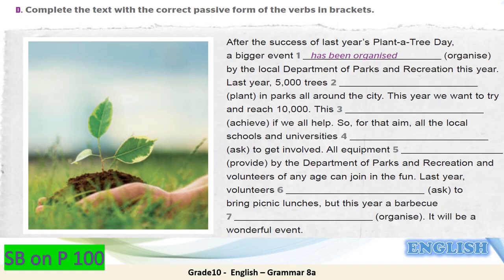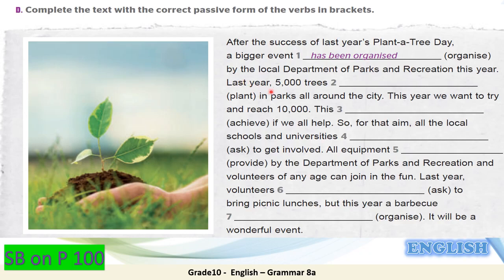Back to our student books and let's do activity D. Complete the text with the correct passive form of the verbs in brackets. The first has been done for you. Pause the video, try to do it alone, then we correct. Let's correct. After the success of last year's Plant a Tree Day, a bigger event has been organized by the local Department of Parks and Recreation this year.